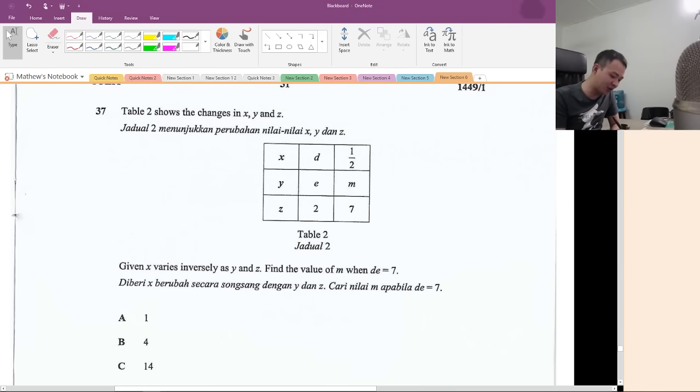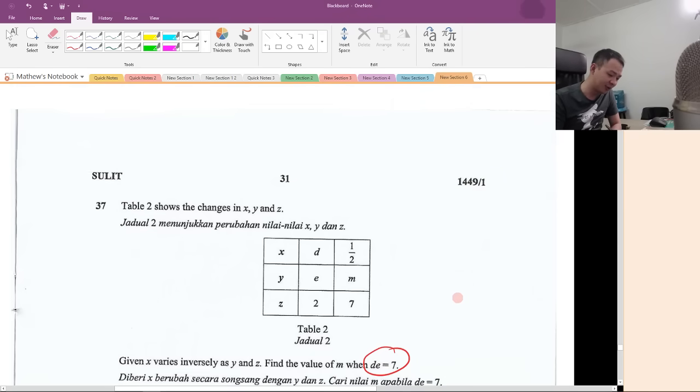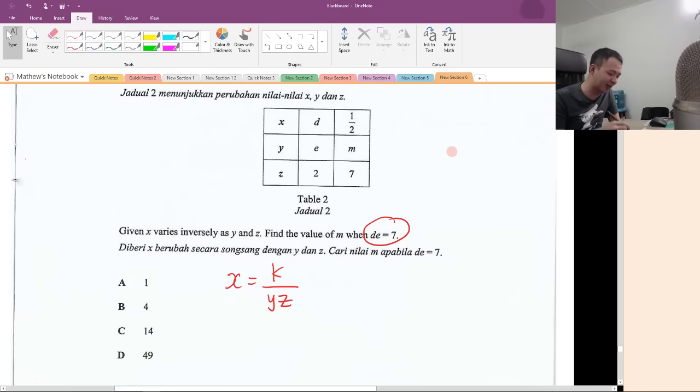This question only gives you one piece of information, which is DE equals 7. They say X varies inversely as Y and Z. Varies inversely means both Y and Z are at the bottom. I always add a K on the top because this is how we actually get the variation. Let me finish this one, then I'll repeat the question just now. I will focus on the first combination first. X is D, K is unknown, Y will be E, Z will be 2.